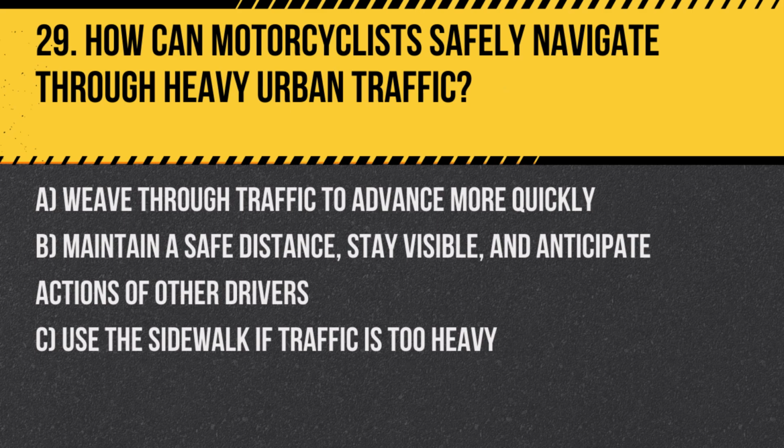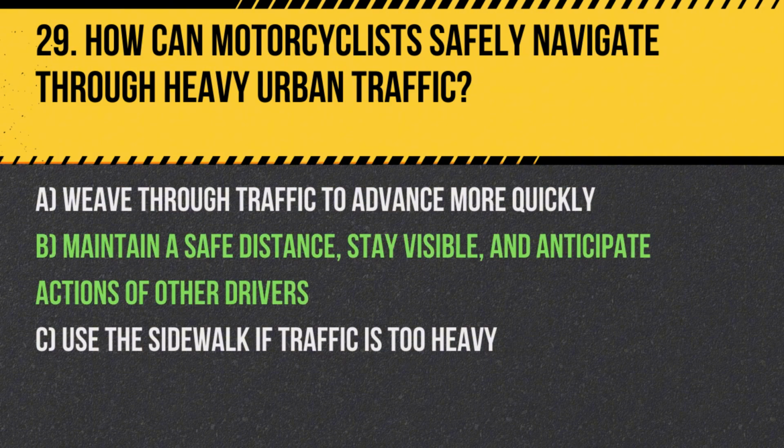Question 29. How can motorcyclists safely navigate through heavy urban traffic? A. Weave through traffic to advance more quickly. B. Maintain a safe distance, stay visible, and anticipate actions of other drivers. C. Use the sidewalk if traffic is too heavy.